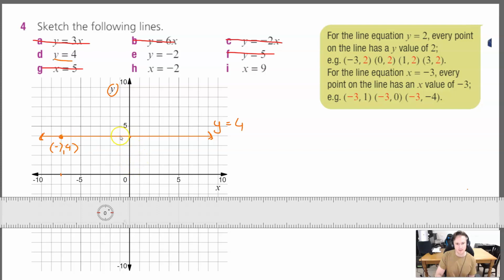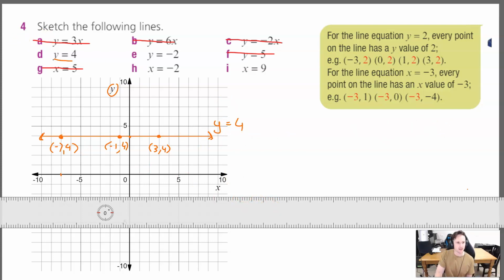This point here would be x is negative 1 and y is 4. This one over here would be x is 1, 2, 3, and the y coordinate would be 4. So basically for a line y equals 4, every point on that line, and that could go on for infinity, would always have y equals 4.